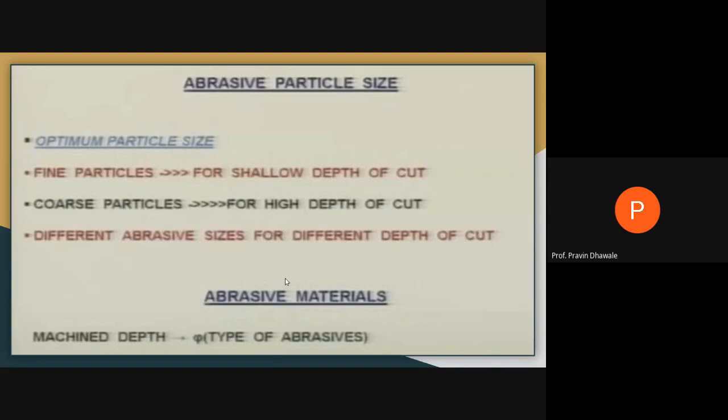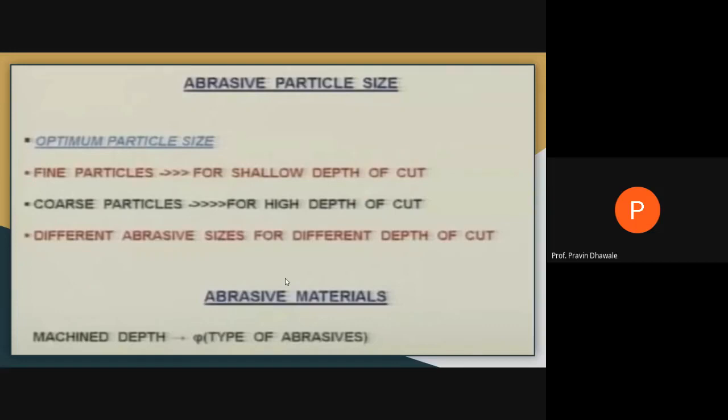There will be different sizes of the abrasives. Those are available, and we can choose their sizes by considering different depths of cut. Means as per the requirement of the depth of cut, you may choose the sizes of the abrasive, as abrasives are available in different variants in their size.